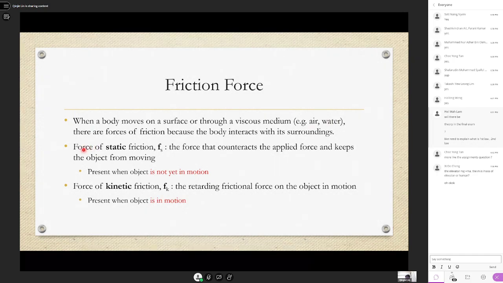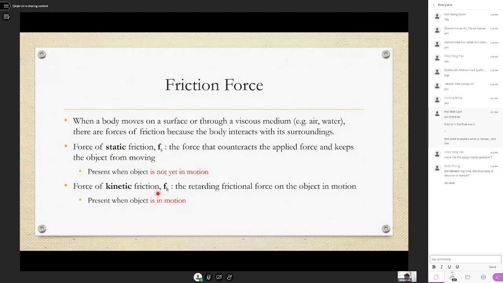There are two kinds of friction. One is the static friction. We'll denote it using Fs like this. This is the force that counteracts the applied force and keeps the object from moving. So for static friction, the static part, this friction force is there when the object is not yet in motion.